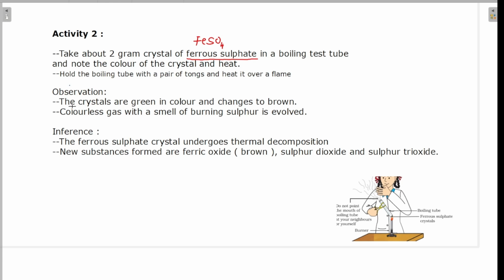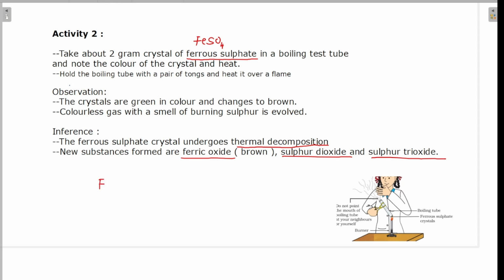The observations that we make here are, the crystals are green in color, they change to brown once they undergo the reaction. And also, a colorless gas with the smell of burning sulfur is evolved. This is the conclusion that we draw from this experiment. The ferrous sulfate crystal will undergo the thermal decomposition reaction. The new substances formed are ferric oxide, sulfur dioxide and sulfur trioxide. Let us write the chemical equation for the reaction.